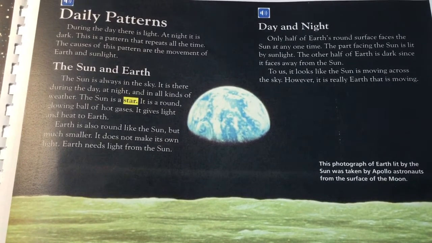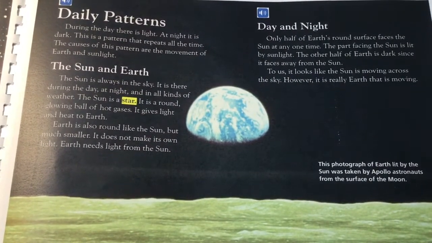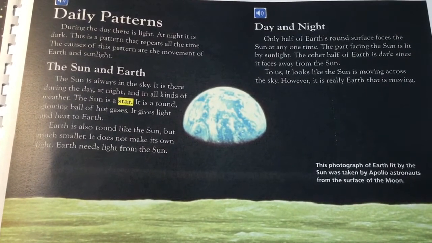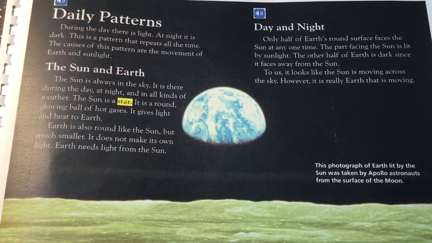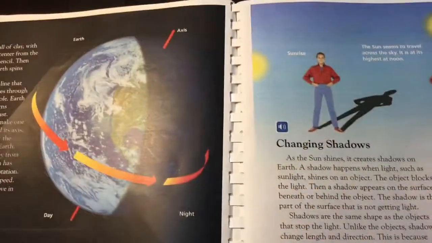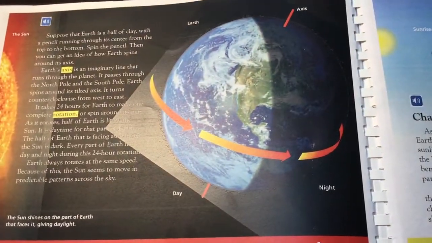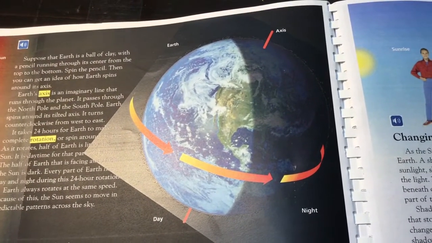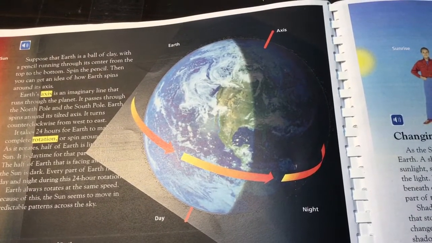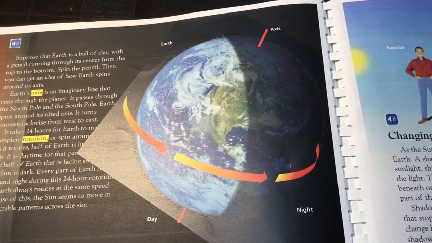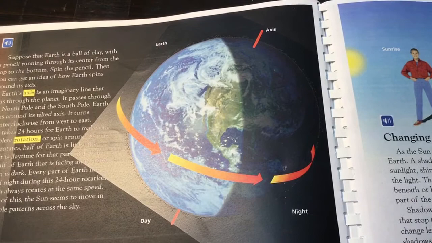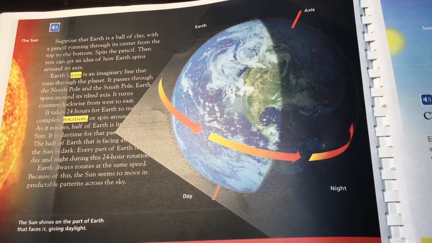To us, it looks like the sun is moving across the sky. However, it is really Earth that is moving. Suppose that Earth is a ball of clay with a pencil running through its center from the top to the bottom. Spin the pencil. Then you can get an idea of how Earth spins around its axis.